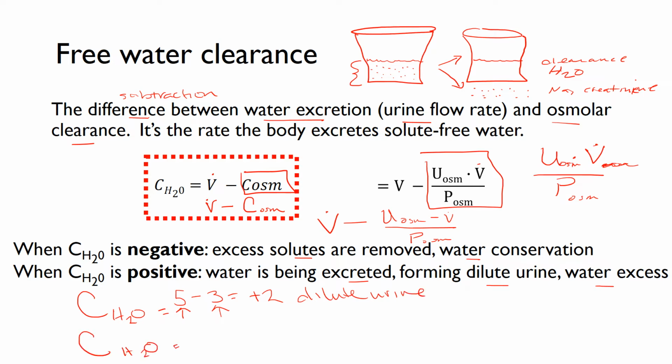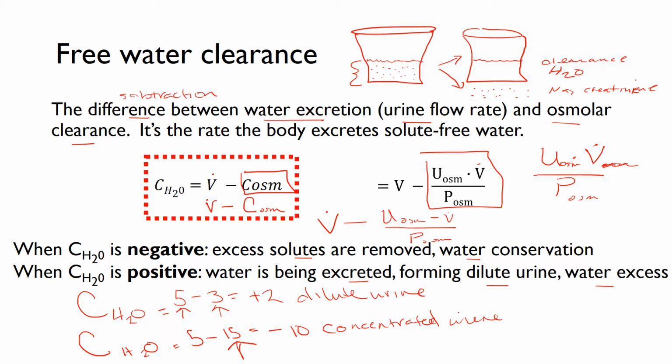Now let's hypothetically change this to 5 minus 15. Well, that's a negative 10. So in this case, you have more solutes coming out than water, so you get a negative number. So that's a concentrated urine.